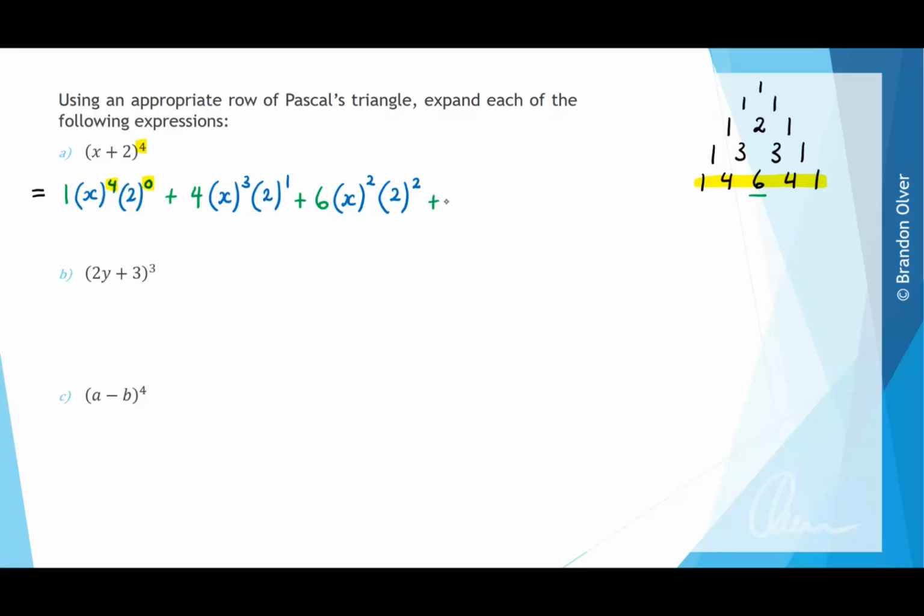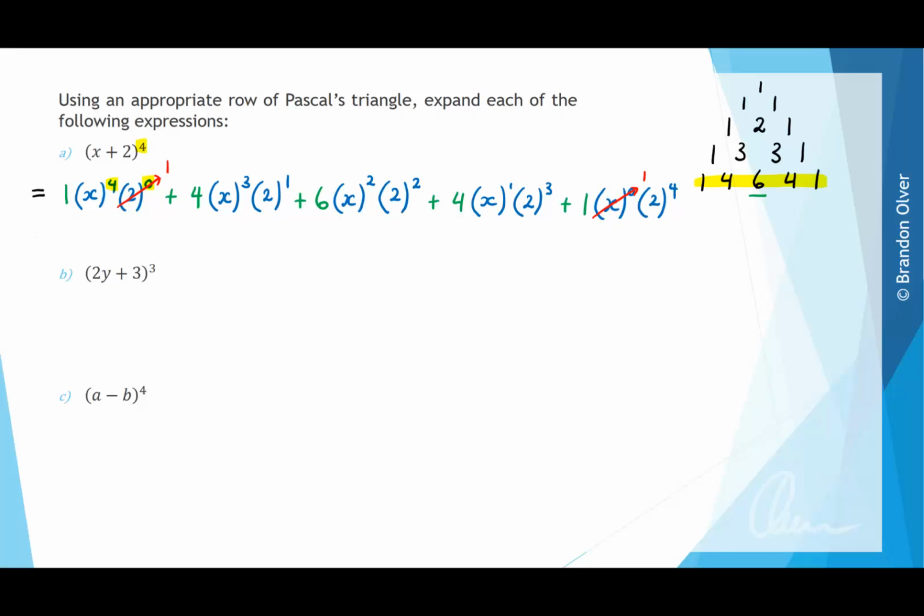Continuing along, our next expansion coefficient is 4 again. And this will be x to the power of 1 multiplied by 2 to the power of 3. And then finally, the last expansion coefficient is 1. And this will have x to the power of 0 and 2 to the power of 4. So if we go along, 2 to the power of 0 is just 1, and we have x to the power of 0, which is just 1.